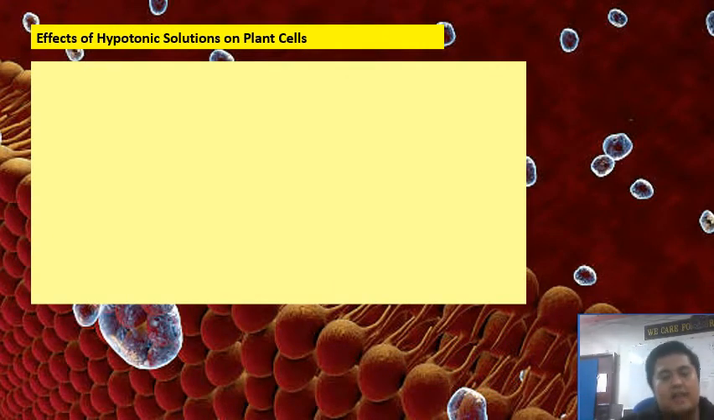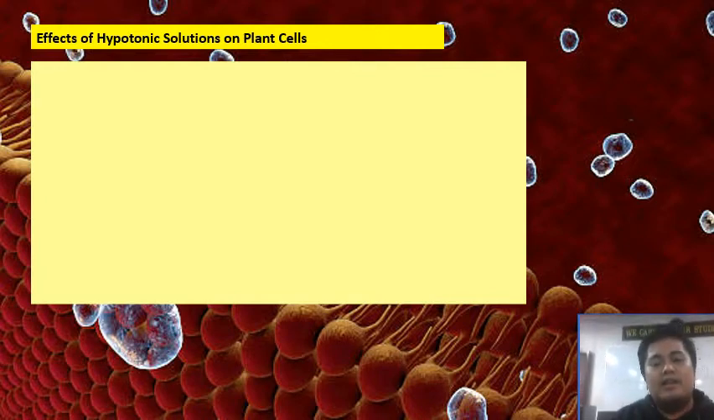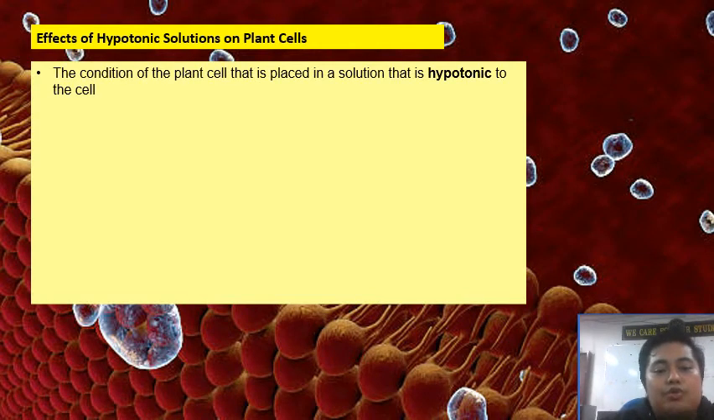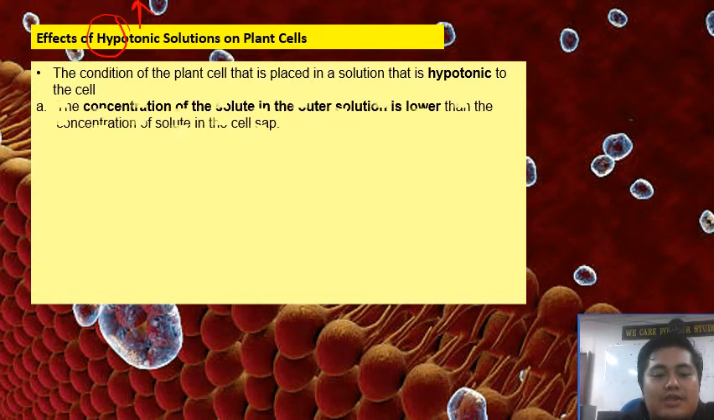So, effect of hypotonic solution on plant. Sekarang ni kita akan tengok kesan-kesan solution ni tadi kepada plant dan animal cell. So, sama ada bila kita letak dalam hypotonic apa jadi, bila letak dalam isotonic apa jadi, letak dalam hypertonic apa jadi. So, kita start dengan hypotonic pada plant cell. Hypotonic maksudnya air dia tinggi. So, the condition of the plant cell is which are placed in the solution that is hypotonic to the cell. First, the concentration of solute in the outer solution is lower than the concentration of solute in the cell sap.